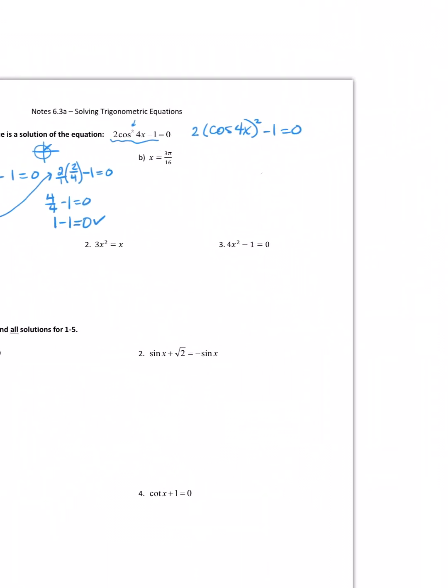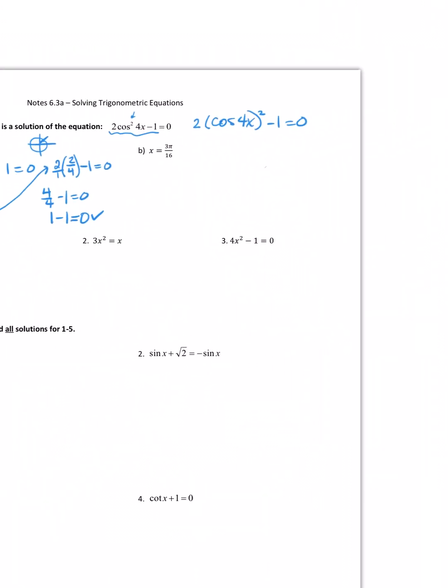Let's do the same thing with part B. I'm going to do 2 times the cosine of 4 over 1 times 3 pi over 16, squared, minus 1, which should equal 0. If I reduce this, it's going to be 2 times the cosine of 3 pi over 4, squared, minus 1. Where's 3 pi over 4? Well, 3 pi over 4 is over here, and it's a negative square root of 2 over 2 for cosine.